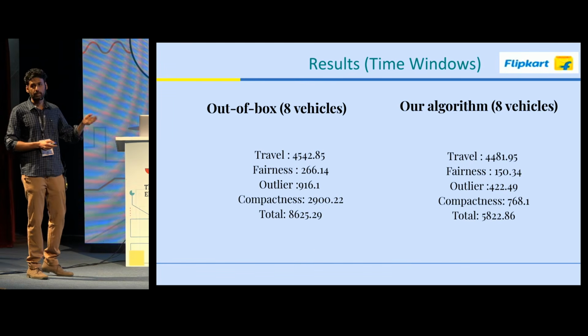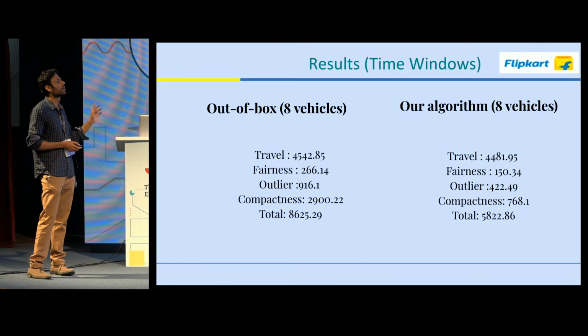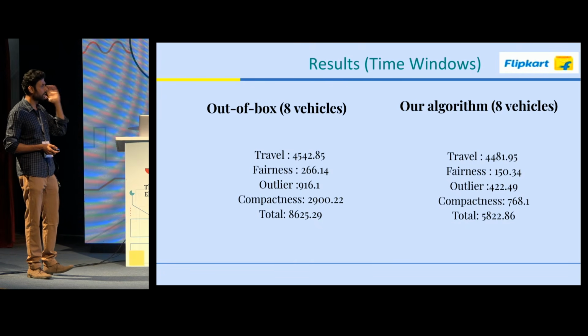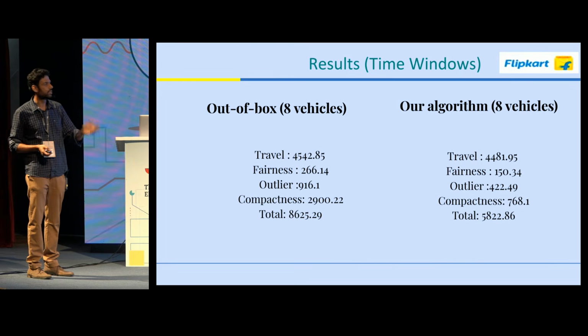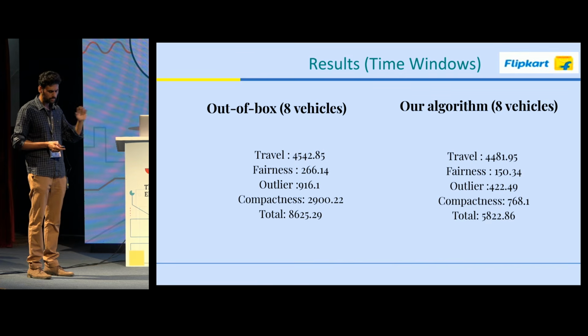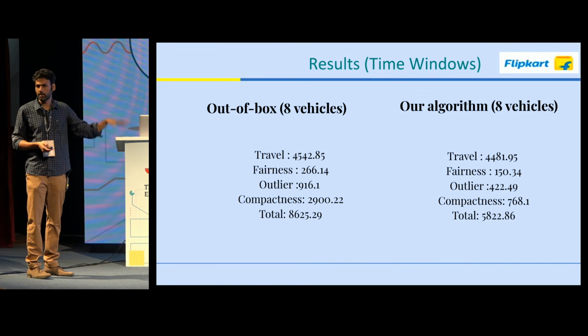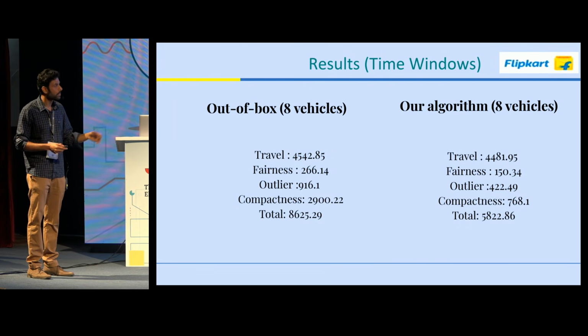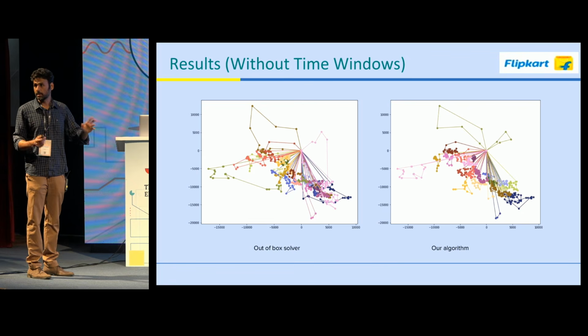If you actually look at the numbers, you can see that our algorithm does better on practically every count. Specifically, the compactness is reduced from 2,900 to 768, and even the travel time is lower. But in general, there'll be a trade-off. Not everything looks like this, but in practically every case you get a better outcome. This is without time windows. We also have some cases with time windows.